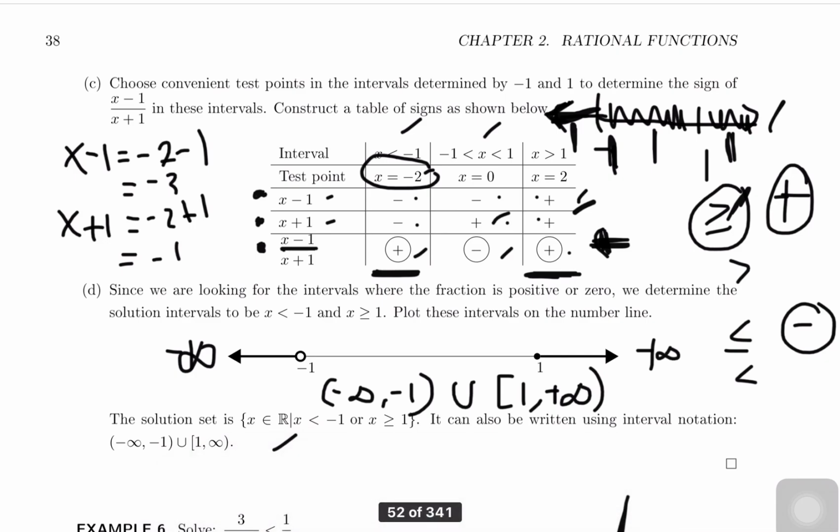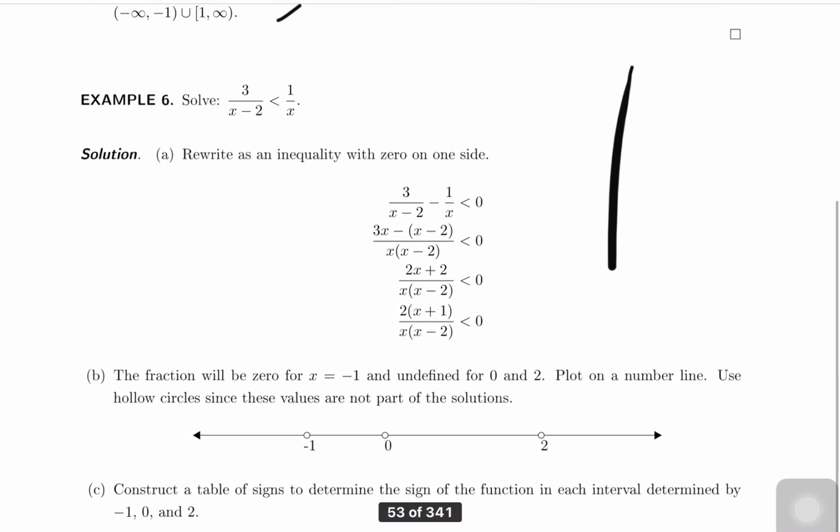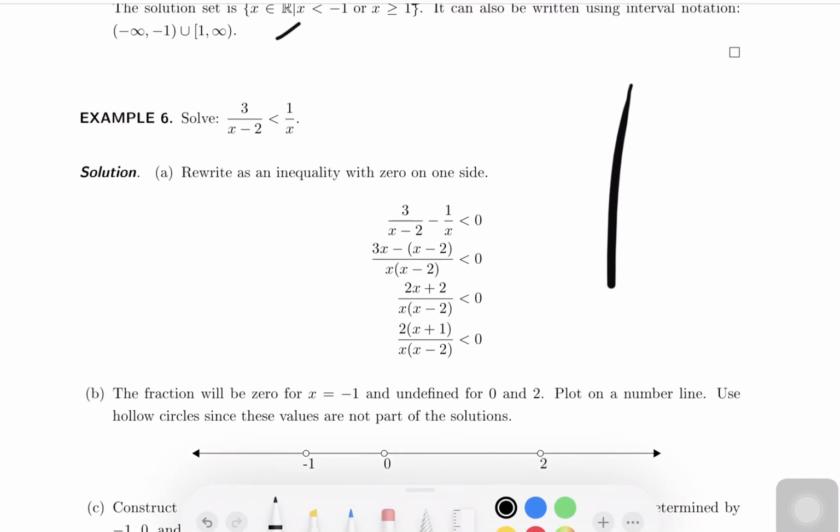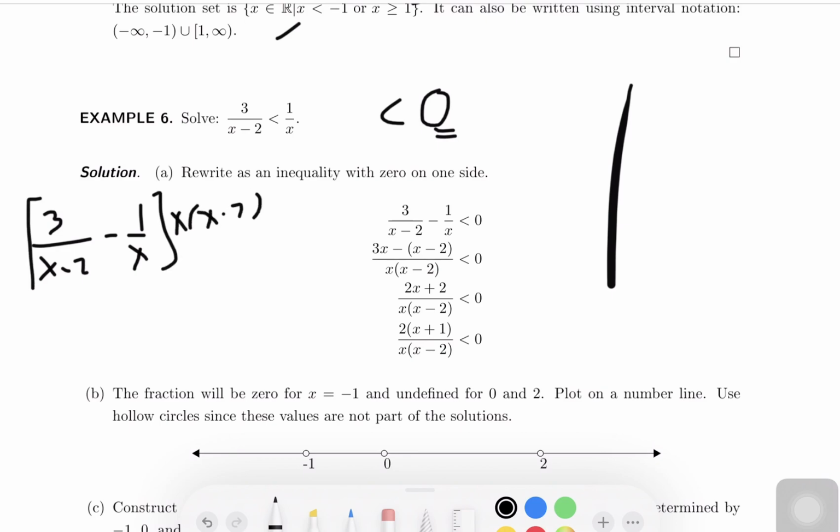So, next. Example 6. We need to solve this. So again, we start with transposition. Dapat 0 lang sa one side. So transpose 1 over x. And then the LCD is x times x minus 2. So 3 over x minus 2 minus 1 over x. Okay, so the LCD here is x times x minus 2.